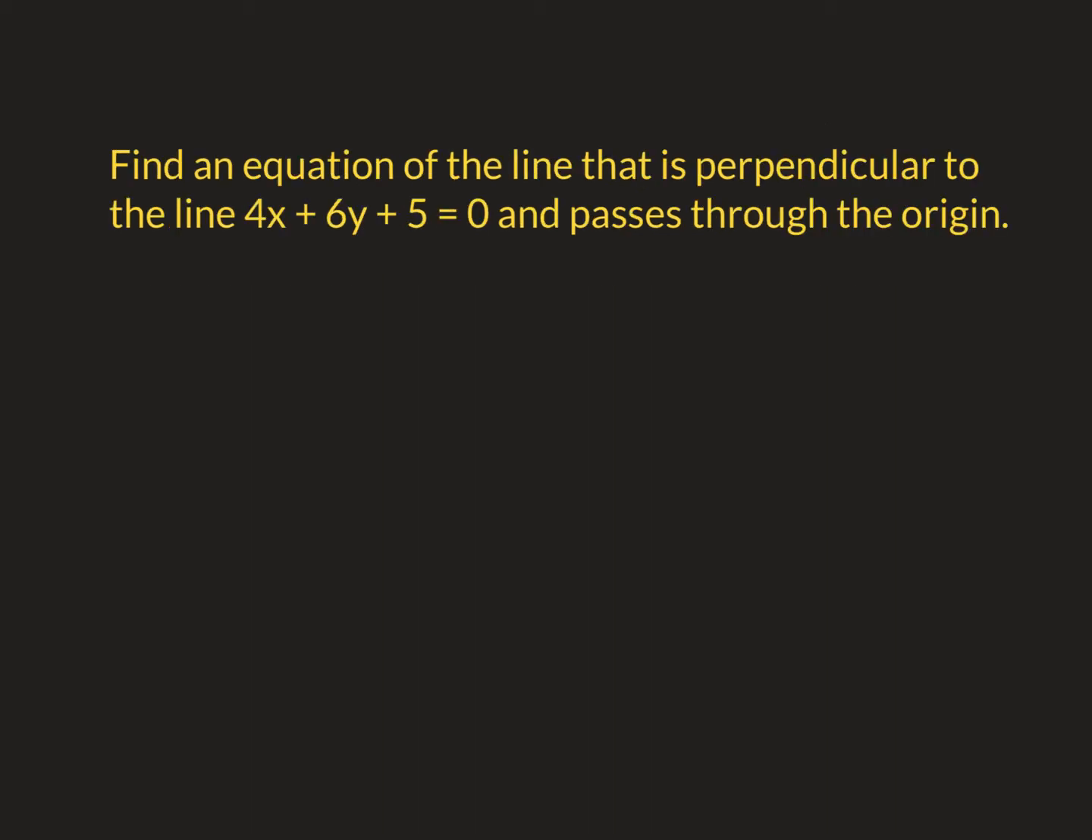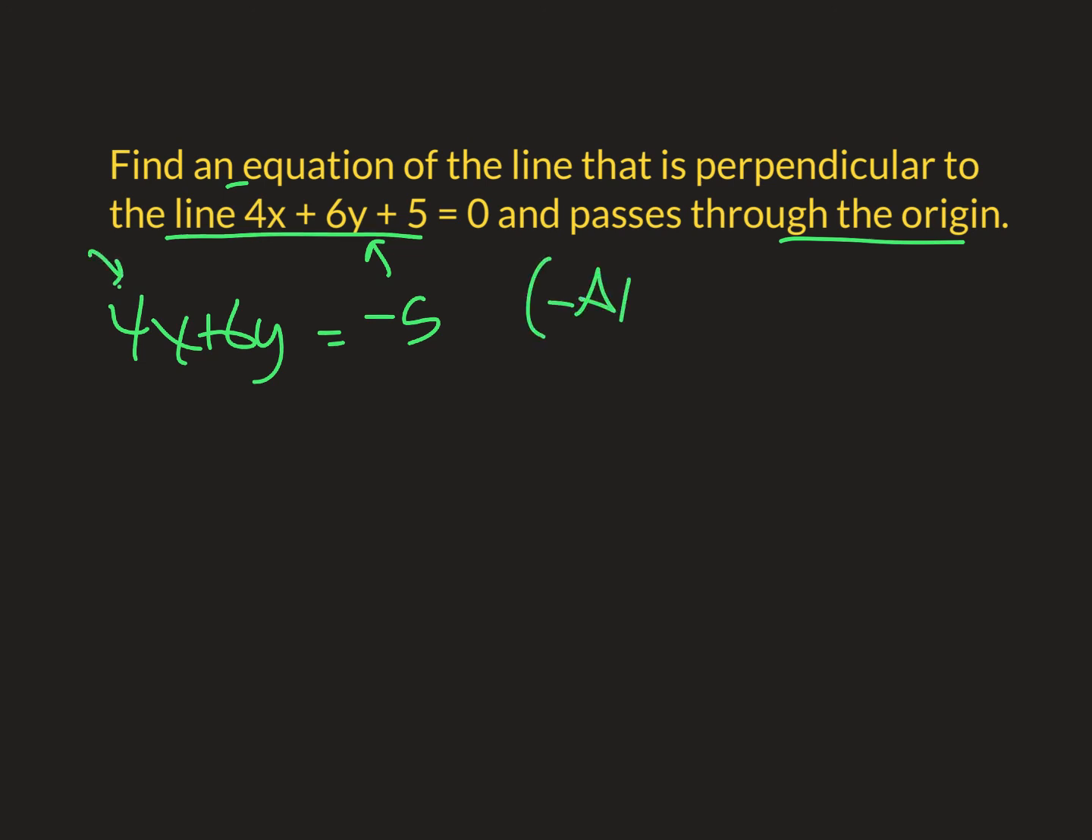Let me show you one of these. Last slide. Thanks for hanging in there. It says find an equation of the line that is perpendicular to this line and passes through the origin. First thing I need to do is figure out what the slope of this line is. Then I'm going to show you a little trick you may not remember from algebra. Whenever you have an equation in standard form or general form, you can find the slope by doing -a over b. The a is the 4 and the b is the 6. So in this line, the slope is -4/6, which is really -2/3.